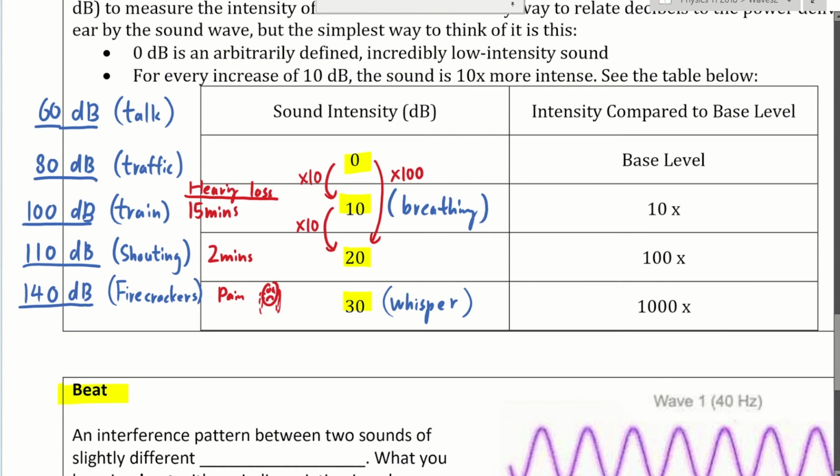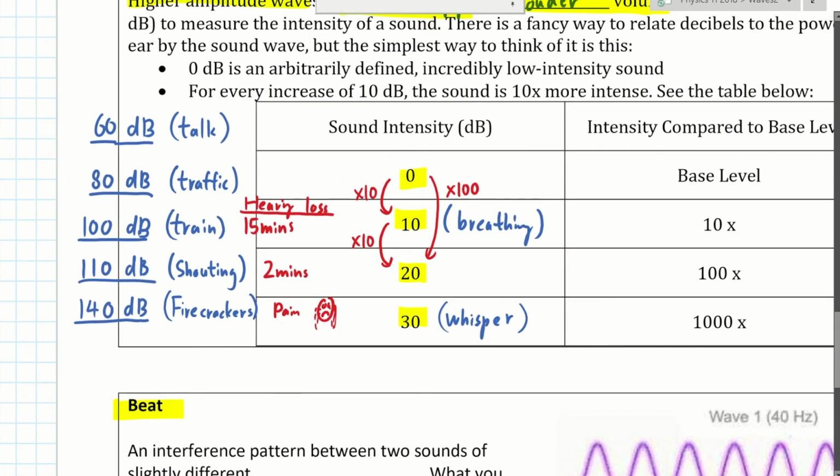Like whispering. Whispering, not even talking regularly. Whispering is 30 decibel, and it's 1,000 times more intense compared to the base level. Now, I do have some extra ones for your reference. Regular talking to people is about 60 decibel. Traffic, if you sit next to a street and hear the traffic outside, is about 80 decibel.